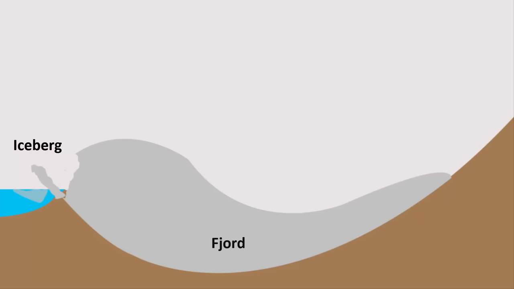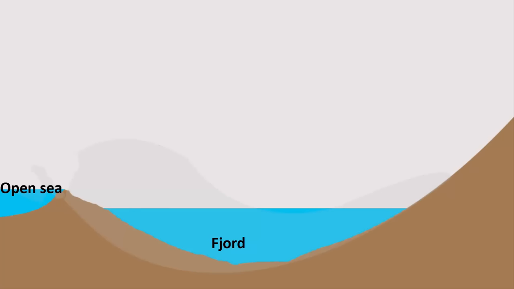A fjord is often deeper than the open sea. It can be thousands of meters deep. As a result, water fills up and forms a deep inlet of the sea.